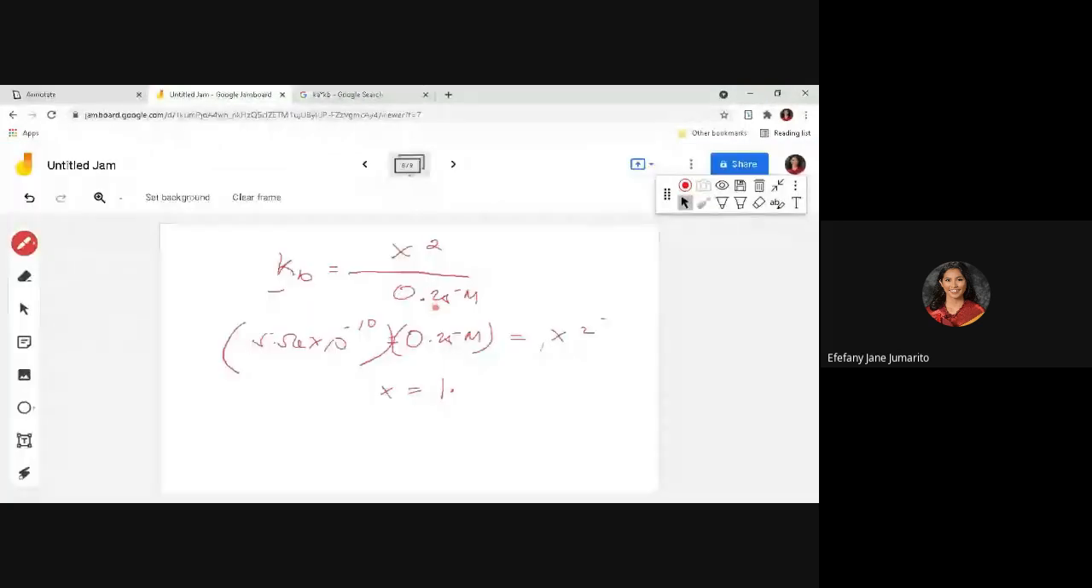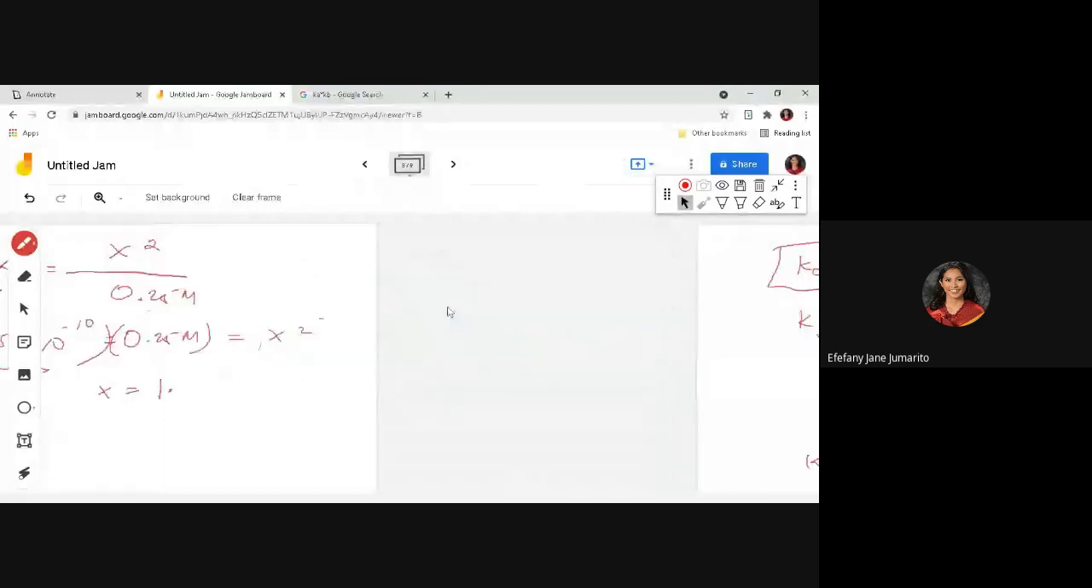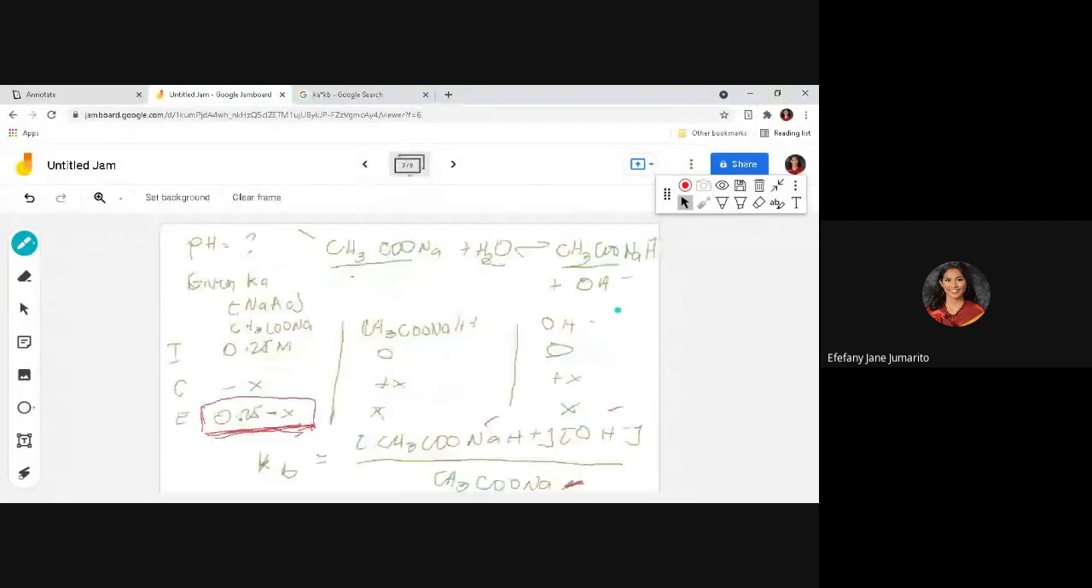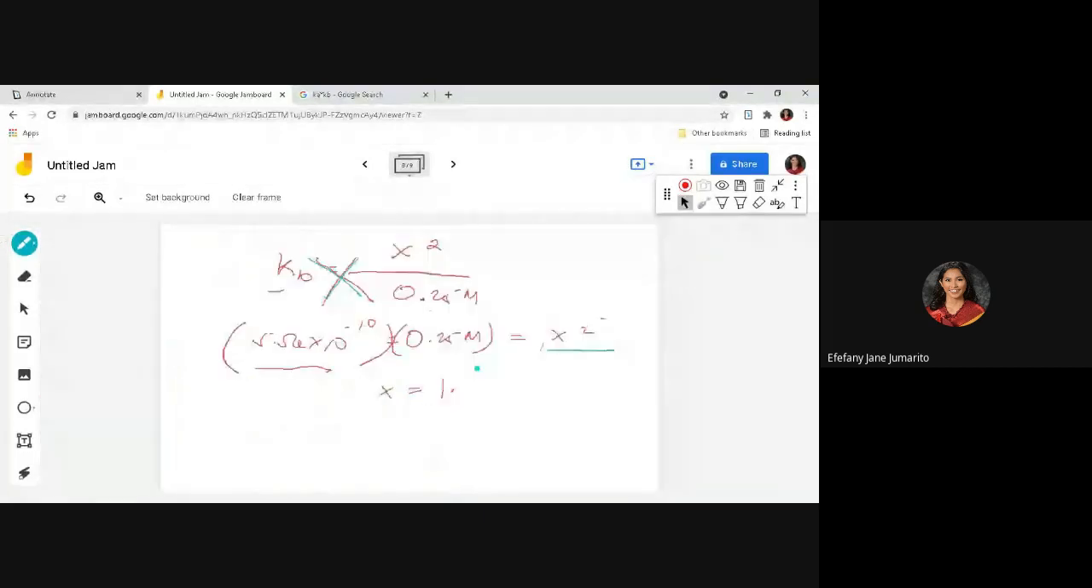Okay, so we have that one. Now, if we input the 5.56 times 10 to the negative 10, we multiply that by 1. Cross multiplication here. We will be left with x squared. Because we are not looking for x squared, we are looking for OH, and OH is just x, we will take the square root.